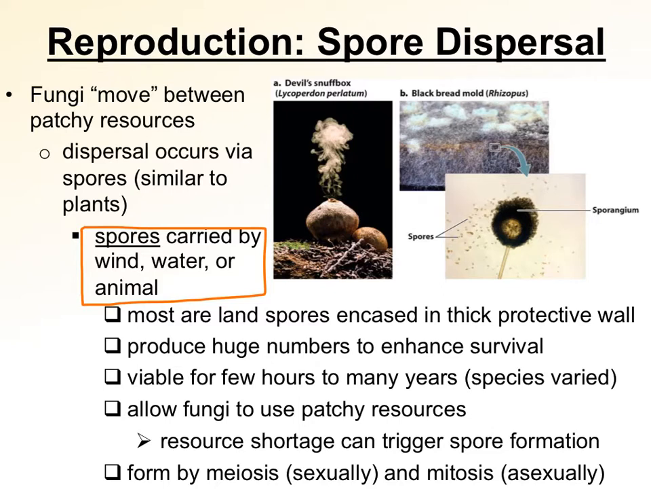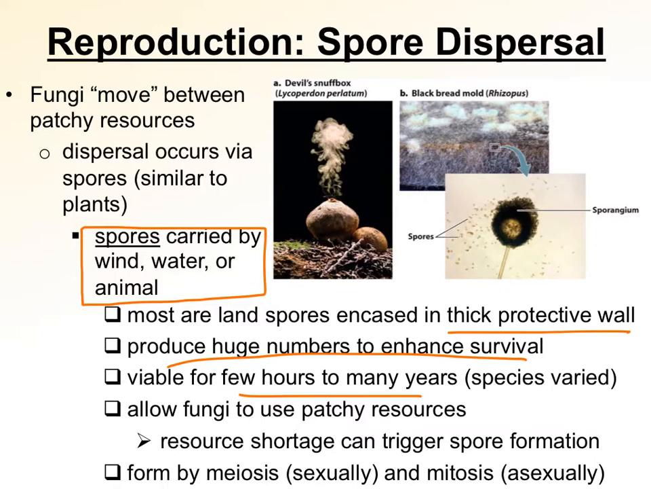They tend to be encased in a very thick protective wall, which is important because they have to be able to survive in order to then lead to the next generation. So fungi will produce huge numbers of these spores to enhance survival. If you produce enough of them, someone's bound to land somewhere and do well. They can be viable, depending on the species, from a few hours to many, many years. And again, it allows these fungi to use patchy resources.